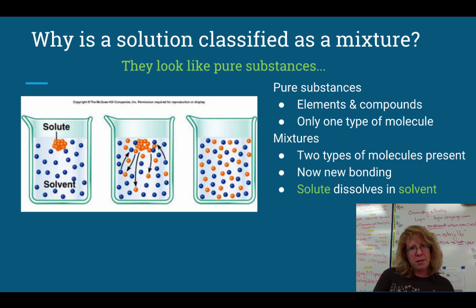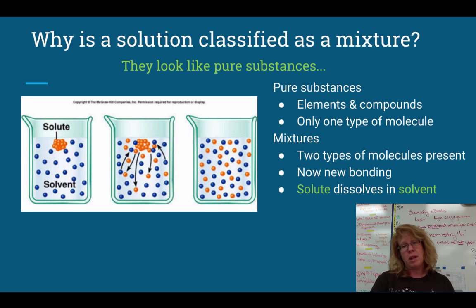So why do we call this a mixture? Why don't we just call it a liquid? Because it kind of looks like a pure substance. It looks like just a glass of water or something else. The key idea here is that a pure substance, like an element or a compound, has only one kind of atom or one kind of molecule. An element is only that one type of atom. If it's a compound, it's just that type of molecule. So pure H2O would be an example of a pure substance. As soon as we start having more than one type of molecule present, like salt water, now it's a mixture.